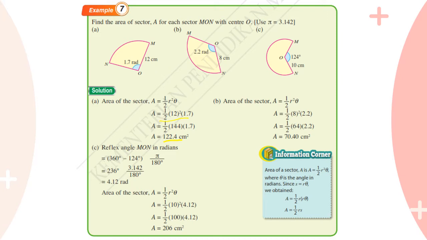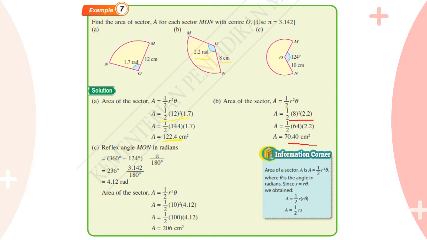And then let us move to the second example. You are given the radius here is 8 centimeters and the angle here is 2.2 radians. We just need to replace the value of the radius and also the value of the angle into the equation. So we will get 1 over 2 times 8 squared times 2.2. So the answer is 70.40 centimeters squared.